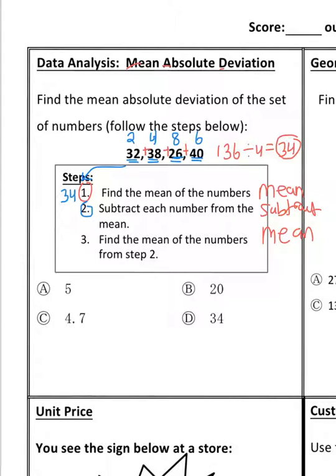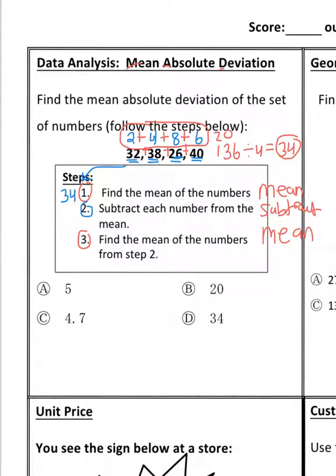And now to complete our mean sandwich, it says find the mean of the numbers from step 2. So for 3, I have to find the mean of these 4 blue numbers from step 2. So to do that, I add them up. 2 plus 4 plus 8 plus 6, and they add up to 20.